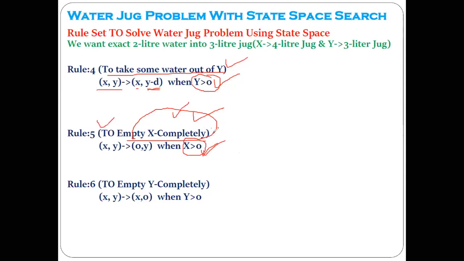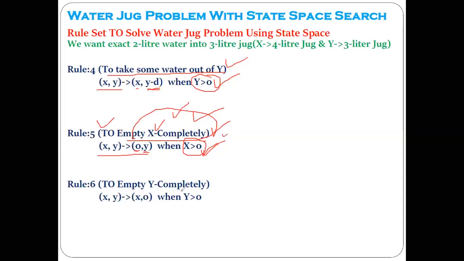You are getting this. What operation do we have to perform? You have to empty X completely. Yes, sir. When can you completely empty X? When there is something in it. So the rule is simple: X comma Y implies 0 comma Y. Correct? Yes, sir. You want to empty X, so X comma Y implies 0 comma Y, when X is greater than 0.